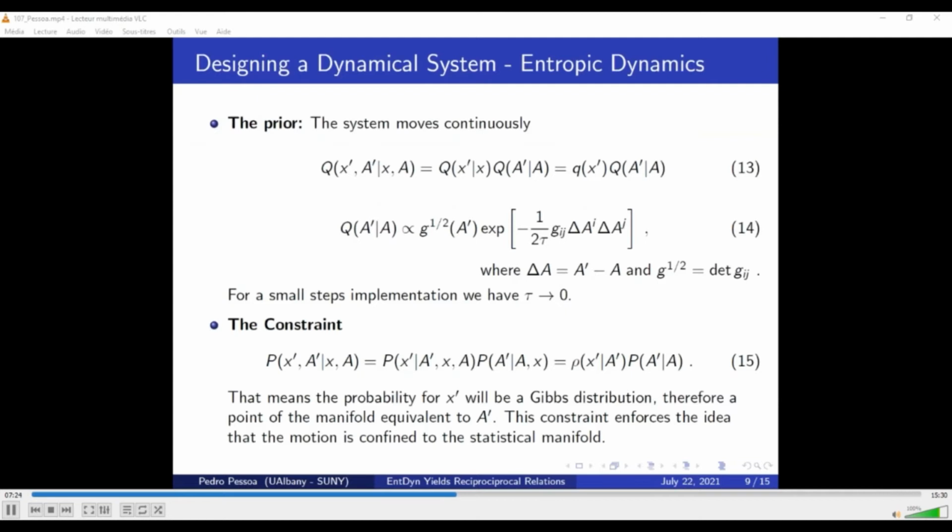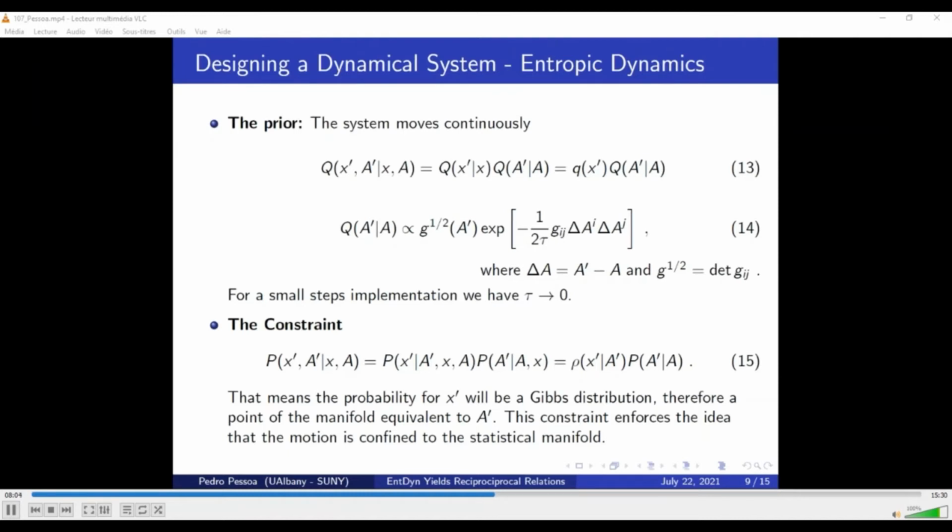Our prior is that the system moves continuously. What I mean by this is that we are going to separate the prior into the prior for the microstate change and the macrostate change as an independent motion. The prior for the microstate is just going to be the MaxEnt prior that we defined before. And the prior transition for the macrostate will be assigned in this prior in equation 14, which is what defines a continuous motion. For an infinitesimally small step, we need this parameter tau going to 0. g^(1/2) is the volume element, as g is the determinant of the metric.